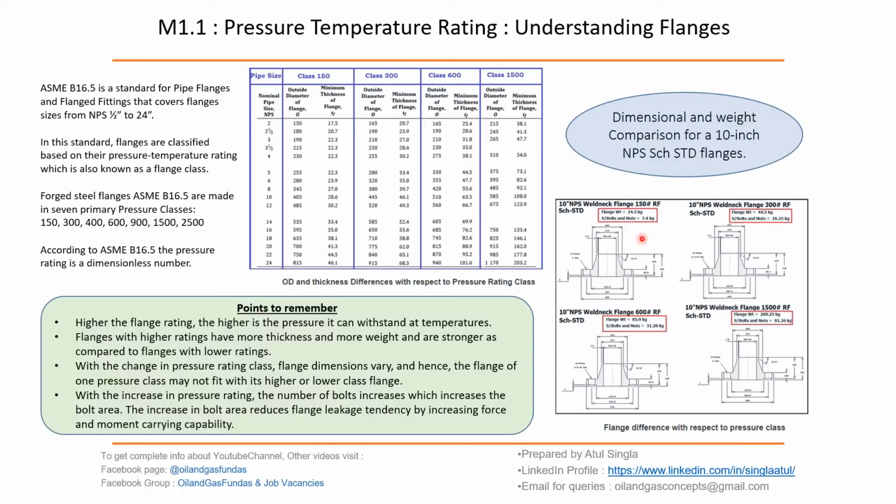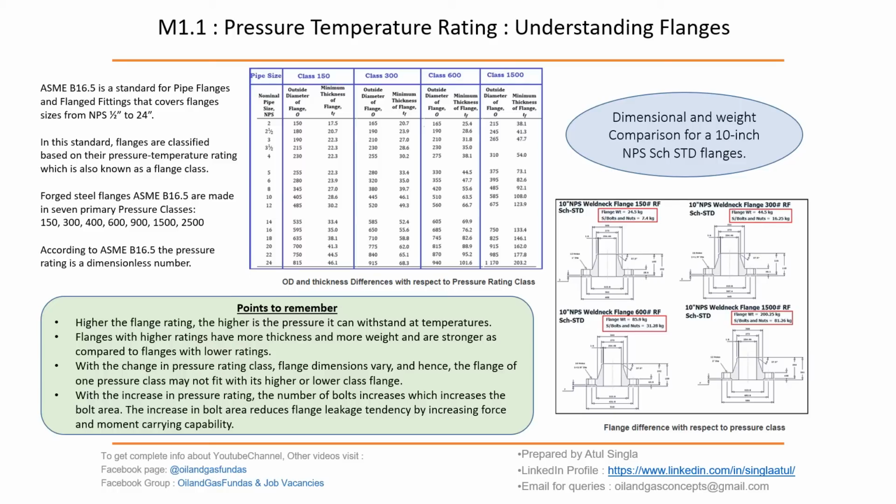If you see here, for the same 10-inch size, we have taken a 150 pound flange. Its weight is 24.5 kg. As the rating is increasing, weight is also increasing. Now for the same size, the weight is 44.5. Here it is more than 85 for 600 pound. For 1500 it is crossing 200 kg. So with the increase in rating, the weight is also increasing. That is what we are trying to say here. More weight, and it is becoming stronger as compared to lower ratings.